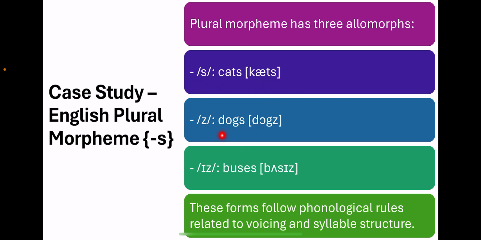And we have dog. Here g is a voiced one, right? So for a voiced sound, if we add the same s, the sound will be z. So we will say dogs. The same s is here, but we say dogs, the sound is z. And we have buses. The same morpheme is there, but we will pronounce it as iz because of two syllables. So these forms follow phonological rules related to voicing and syllable structures.